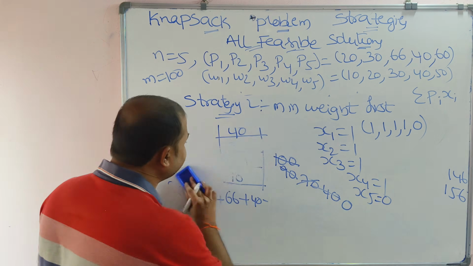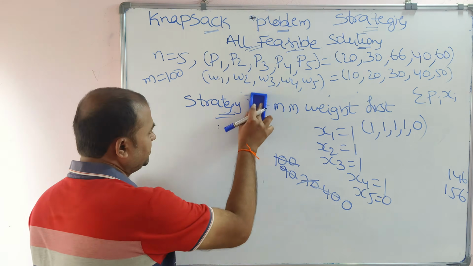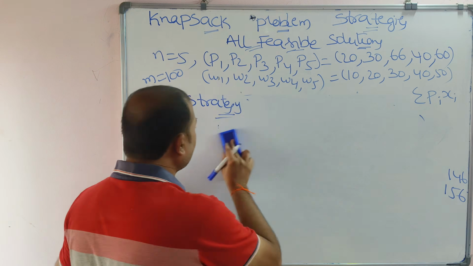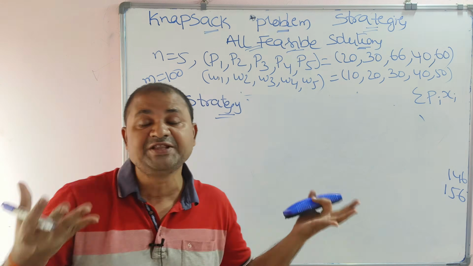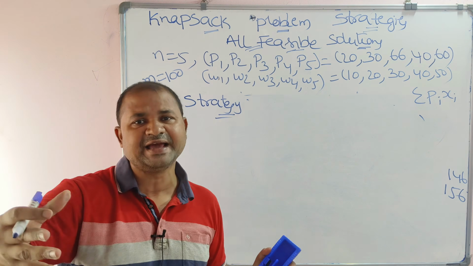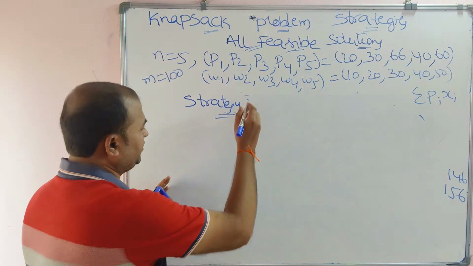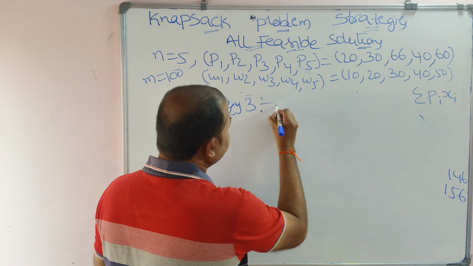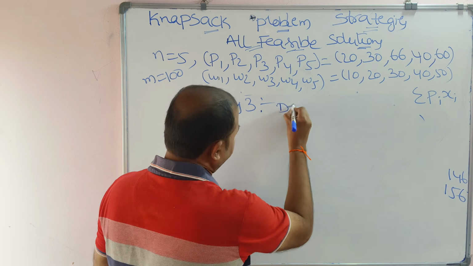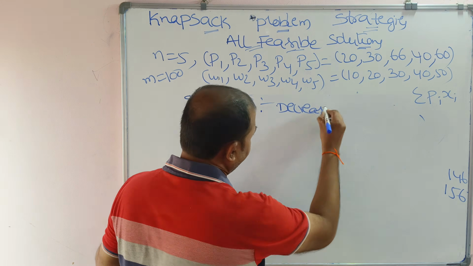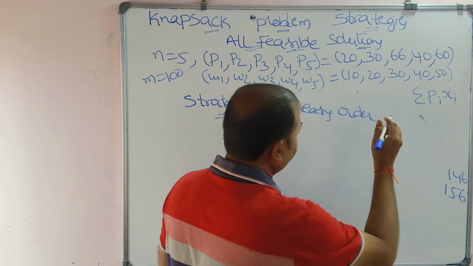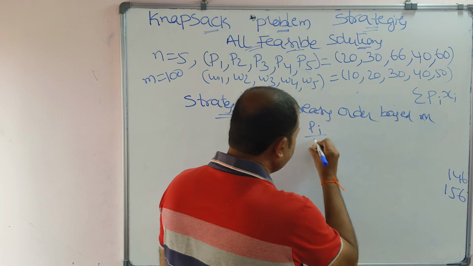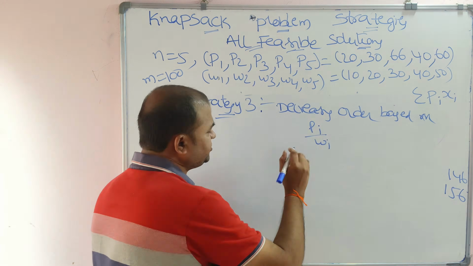Now let's see strategy 3. This is the best strategy. So we will use this strategy only in order to solve the problem, in order to find the optimal solution, or for writing the algorithm. Just we will use third strategy only. So strategy 3. Strategy 3 means arrange the objects in decreasing order, based on the profit by weight ratio.